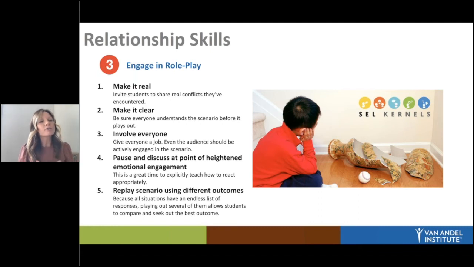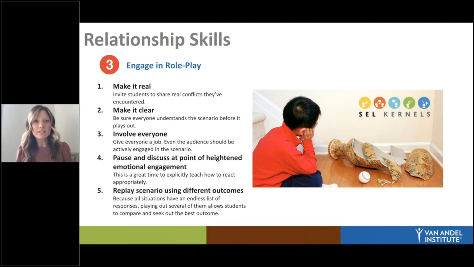Then also make it clear. So be sure everyone understands the scenario before it plays out. And also when you're doing these role play activities, make sure everyone's involved. So give everyone a job. Even the audience should be actively engaged as you're acting out these scenarios. And then the key here that really is a point of learning is to pause and discuss at the point of heightened emotional engagement. So right before that conflict happened, the tip of the mountain that we like to talk about sometimes, at that heightened emotion, as a teacher, pause it there and then explicitly teach how to react appropriately.